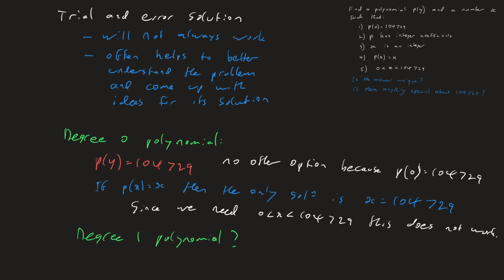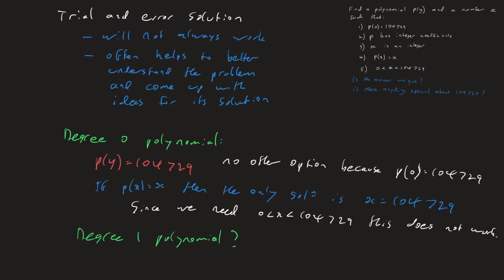To see that it's the only solution, try some other value of x. If x is equal to 0, p of x is equal to this number here. Well, that's not equal to 0, so that's not a solution. X equals 1, my input's 1, my output is this number here, they're not equal. So again, a moment's thought will show us that the only solution to p of x equals x for this particular polynomial is x equals 104,729.